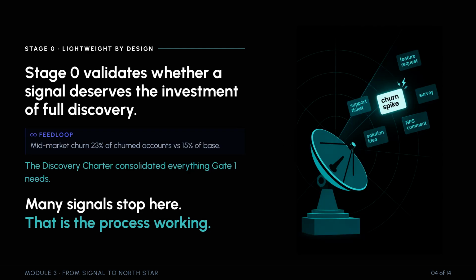Stage 0 is the lightest stage in the framework. 6 activities, typically a few days. Its lightness is the point. A signal that doesn't hold up stops here and saves weeks, sometimes months. FeedLoop's signal held up. Mid-market churn at 23% of churned accounts versus 15% of the base. Not a feature complaint. A job breakdown. By the end of stage 0, the team had a discovery charter, a consolidated evidence document that gives Gate 1 everything it needs to make a real decision.